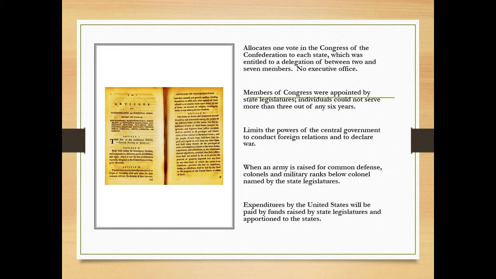There was an army that was raised for the common defense, but colonels and ranks below colonels were named not by the army, but by the state legislature. So here's how. If you have an army like we have today, it is the Army of the United States. Under the Continental Army, you had state militias. You had Massachusetts, New Hampshire, Pennsylvania, Virginia, contributing their militias to the Continental Army. But only generals were given their rank by the central authority, by the Continental Congress. All the other officers, colonel and below, were given their rank by the states.